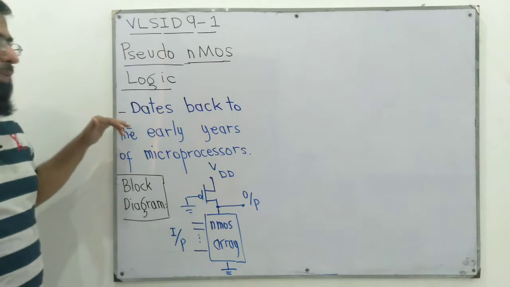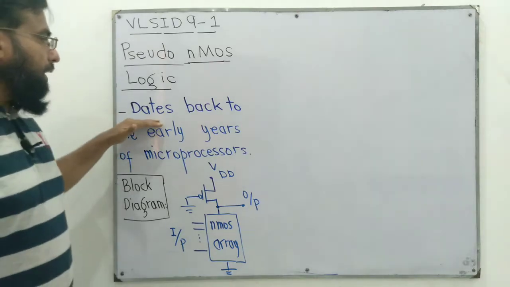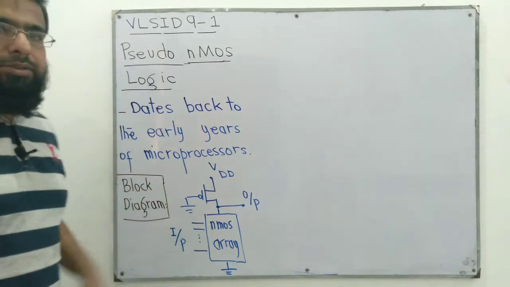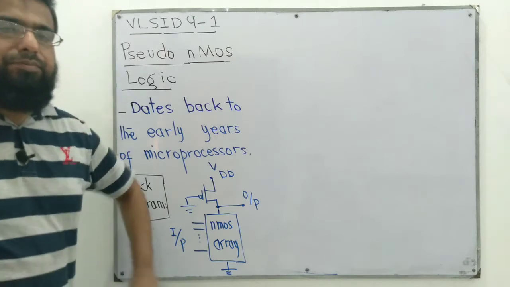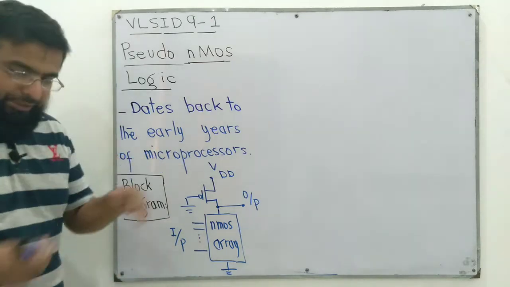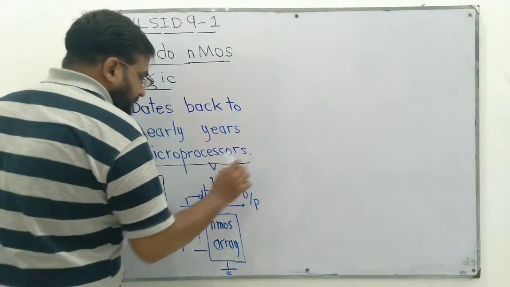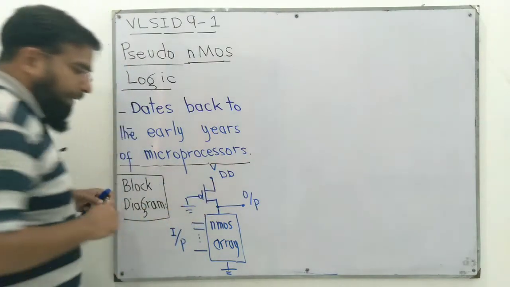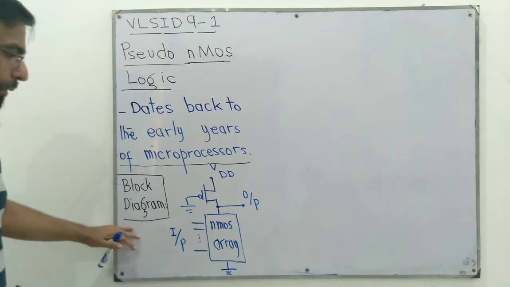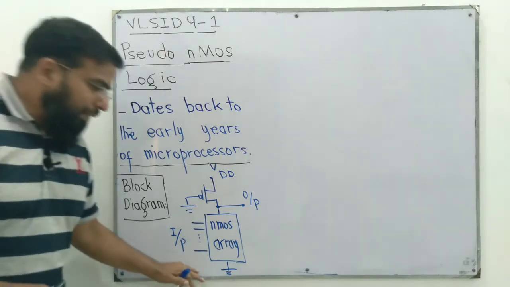It's a high-speed logic technique and dates back to the early years of microprocessors, when microprocessors were being designed for the first time in history. It's a very simple technique, simple to understand. The block diagram is given like this.